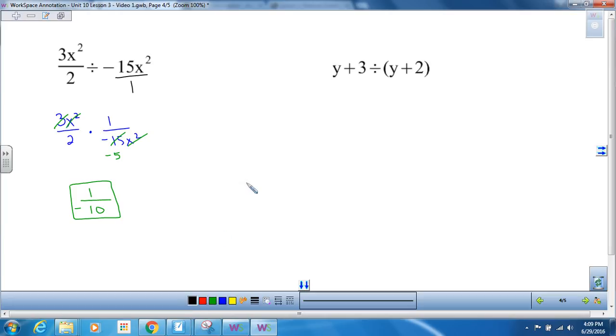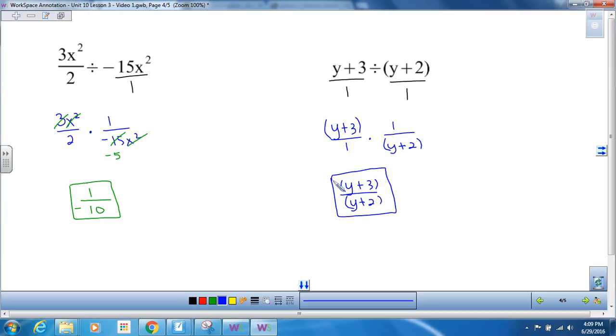Okay, I need to put both of these fractions over 1, and then I will change this to multiplication. And remember, these have invisible parentheses, so you can't cancel out the y's, and y plus 3 is not the same as y plus 2, so I don't have anything that cancels, so I just go right to multiplying. y plus 3 times 1 is y plus 3, 1 times y plus 2 is y plus 2. And you can keep the parentheses, though you don't have to, because even if you don't put them there, we know that they do have invisible parentheses.